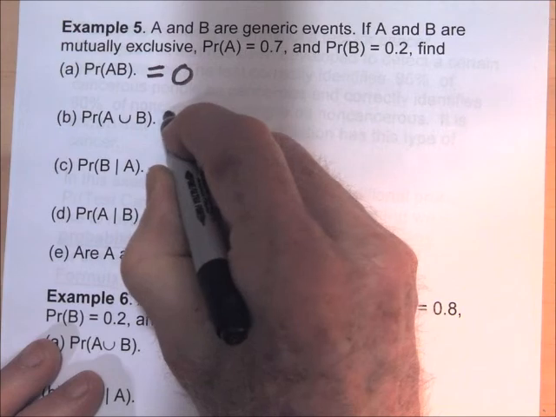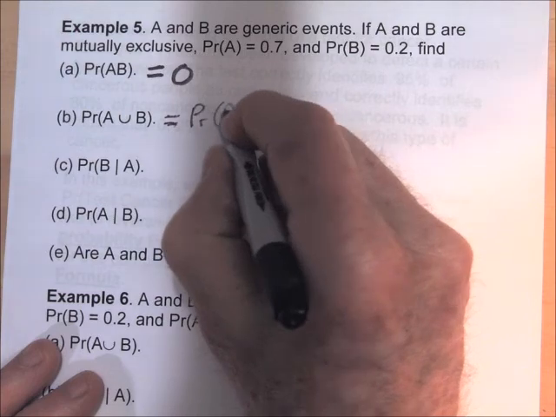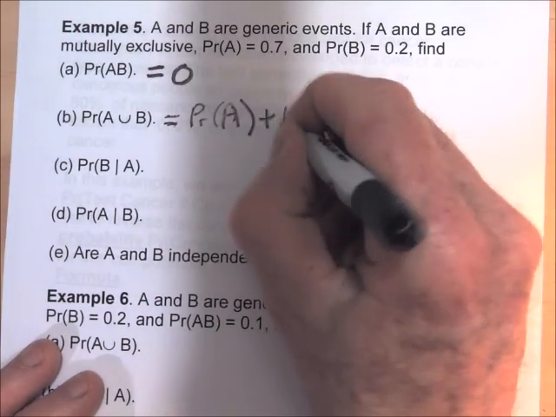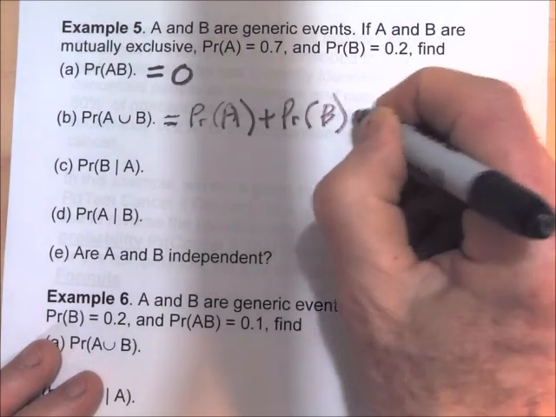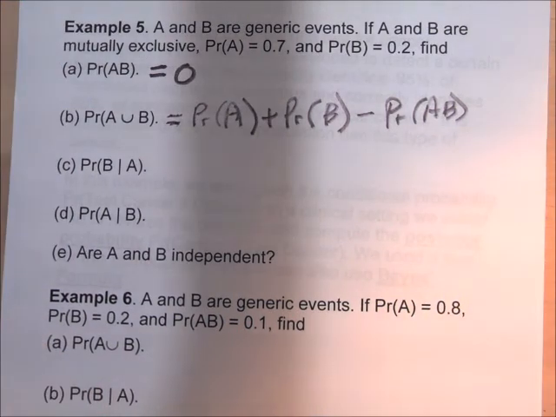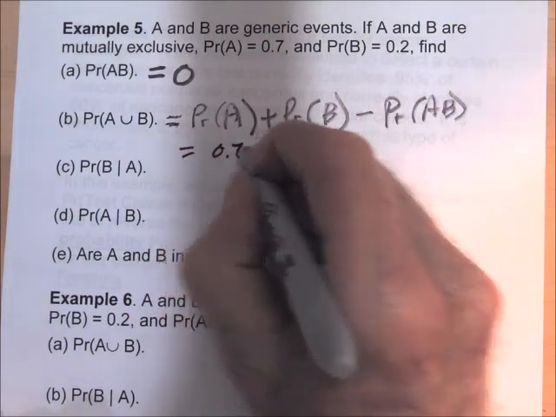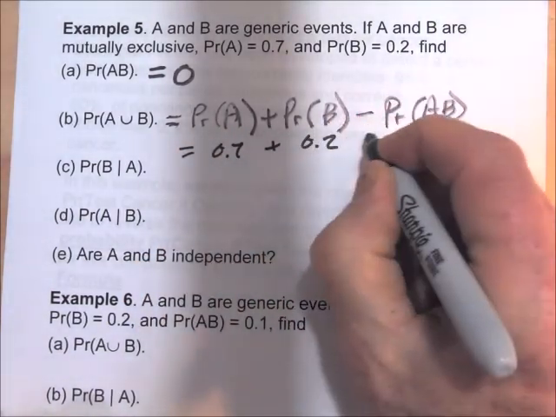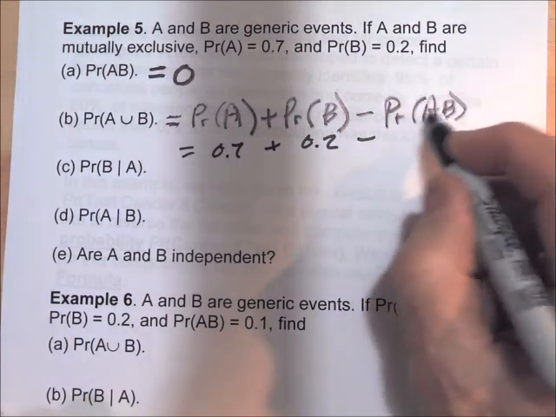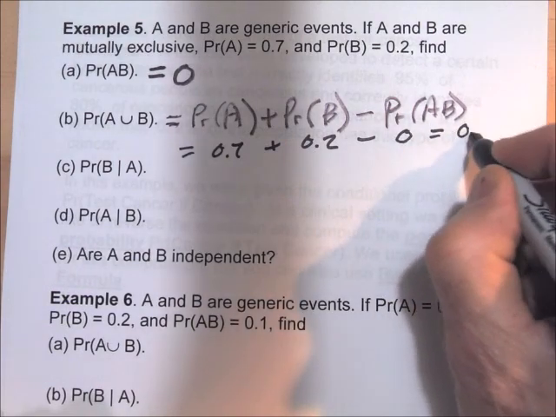Probability of A or B, this is A union B, it's the probability of A plus the probability of B minus the probability of both. So the probability of A is 0.7, probability of B is 0.2, and because A and B are mutually exclusive, the probability of both is 0. So it's 0.7 plus 0.2 minus 0, 0.9.